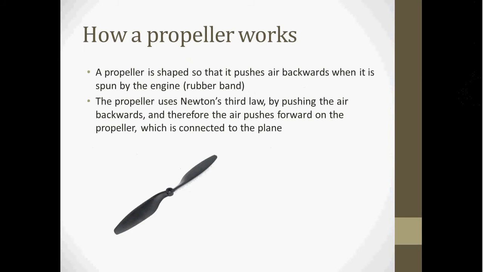So, how does a propeller work? The propeller is shaped in a way so that it pushes air backwards when it's spun by an engine in an actual plane. But in our demonstration, which we will show you, it is a rubber band. So our plane will be rubber band powered. The propeller applies Newton's third law by pushing the air backwards, and therefore the air pushes on the propeller forwards. And since the propeller is connected to the plane, it pushes the whole system forward, as well as the propeller.